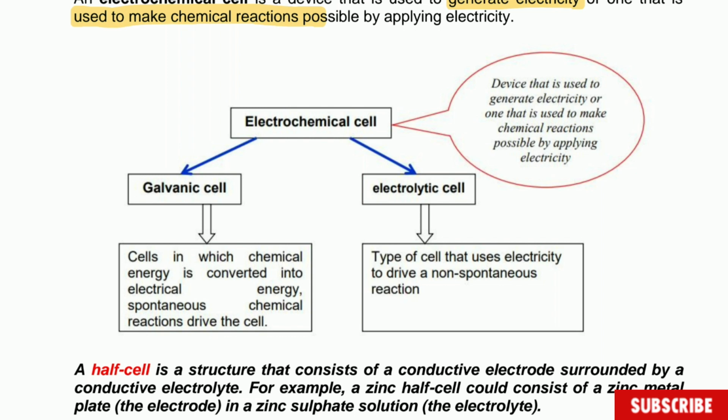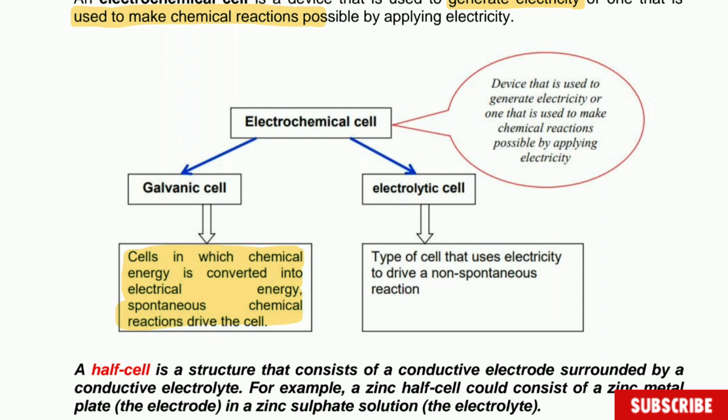Okay, now what is a galvanic cell? It's a cell in which chemical energy is converted into electrical energy spontaneously. Guys, this type of cell is the battery of your cell phone. The battery of the cell phone is made up of different galvanic cells with chemicals inside. Those chemicals are reacting spontaneously, and as a result of that reaction, the chemical energy is converted into electrical energy.